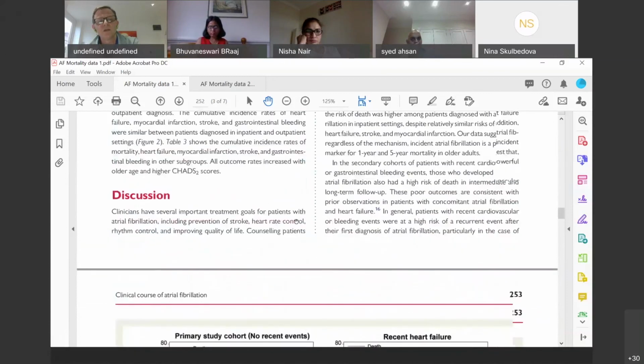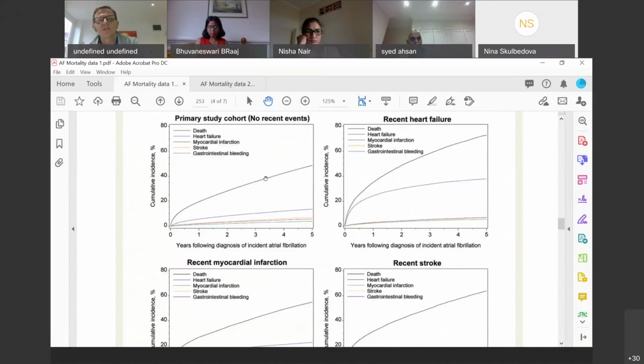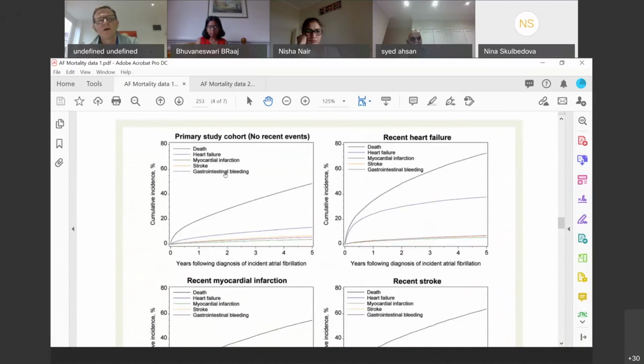So if we scroll down, we see here the primary cohort, no recent events. So these are patients who had no recent events before their AF. So they didn't have a heart attack, they didn't have a recent stroke, or didn't have any heart failure. And we see that from the point of diagnosis, the greatest risk was death. In fact, if you look at 1 year after diagnosis, 20% mortality rate. But the stroke risk was nowhere near that high. But we see that start to rise exponentially over the course of time, leading to around 40 to 50% mortality rate at 5 years, all-cause mortality rate.